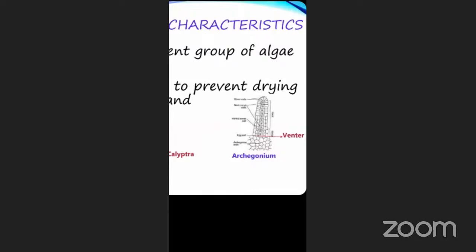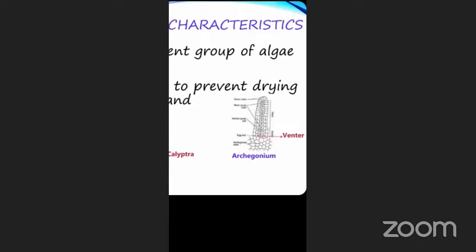And another one is the seta. Seta is a connecting tissue between the foot and the capsule. Foot and seta, these two are sterile tissue. Sterile means? They cannot produce gametes. Yeah, very good, nice.